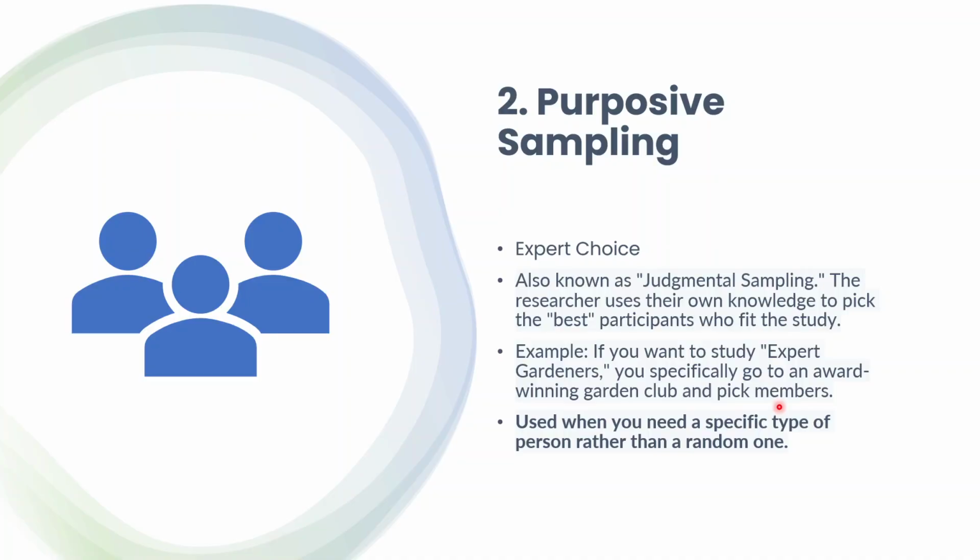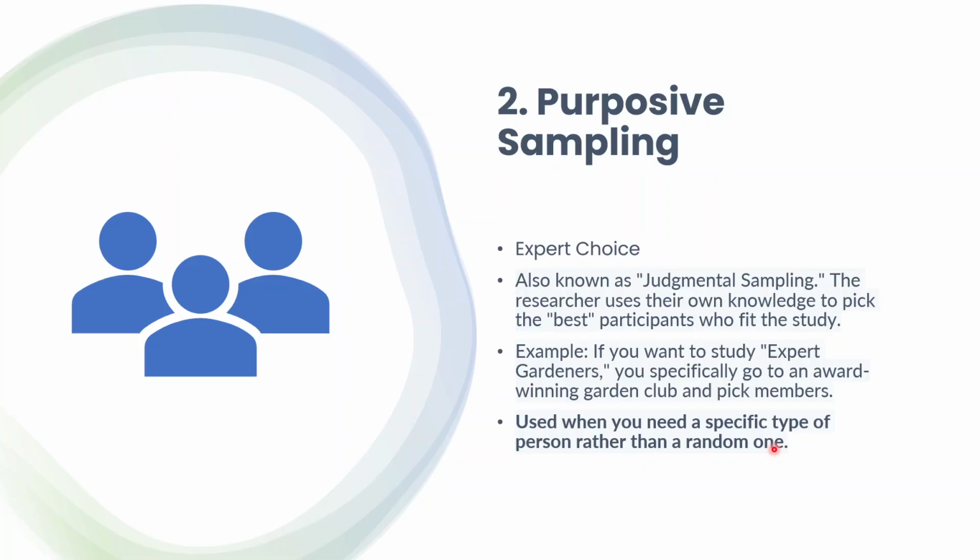Here, every person who does gardening is not getting an equal chance to be picked. Only the members of the expert garden club or award-winning garden club become the possible members for sampling. It is used when you need a specific type of person rather than a random one.